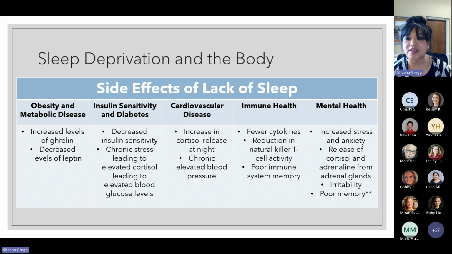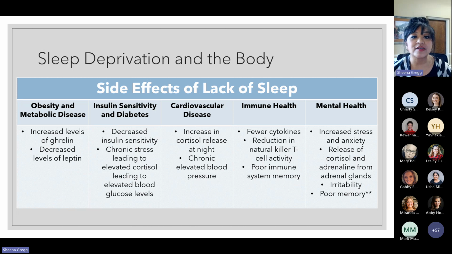From a cardiovascular disease standpoint, our cortisol levels are going to increase at night when our sleep quality is poor, and your body's going to remain stuck in this degree of fight or flight. This is really going to prevent the body from entering deep restorative stages of sleep where the heart rate and the blood pressure are lowered.